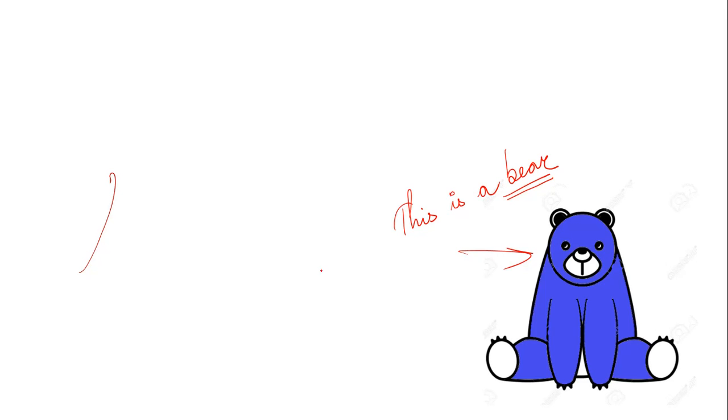So today we are going to start a new chapter, which is chapter number 7. So let's just start. As we can see in front of us, it's a bear, right? So I can just write, this is a bear. Okay. Now I can write, this is a blue bear.